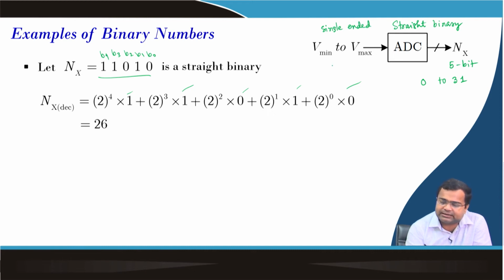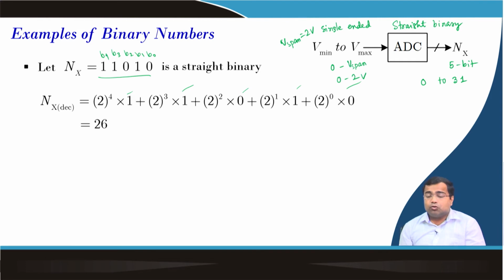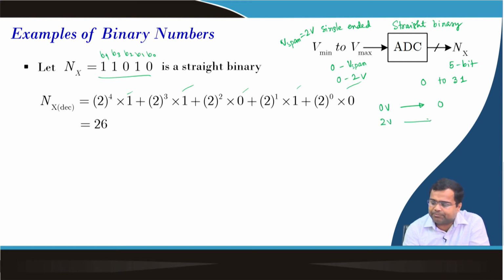So, it can vary, let us say, between 0 to V span. In this case, let us say the span is 2 volt. So, it varies between 0 to 2 volt, which means 0 volt is mapped to the number 0 and 2 volt is mapped to the number 31. So, what will be the number for 1 volt? We need to map this data. That means, we need a scaling factor. So, how do we scale this number?